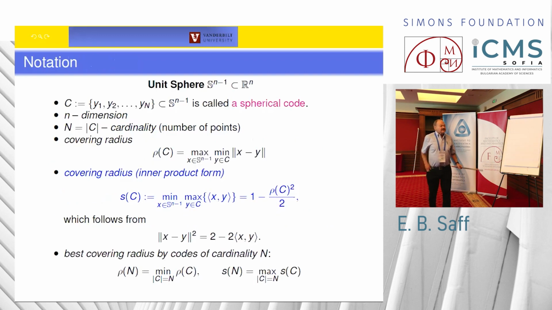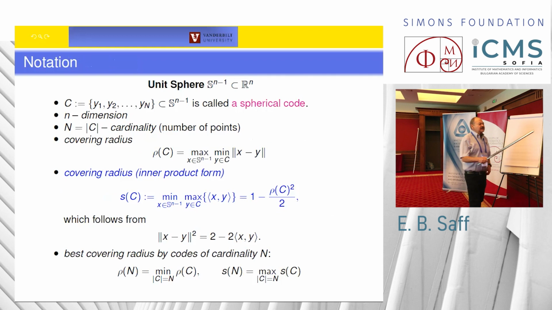Okay, so everything takes place on the unit sphere, S^{n-1}, the unit sphere in R^n, so little n is just the dimension of our ambient space. Capital N is the number of points in my code, so just a subset of the sphere. We'll just call that a code, C, and its cardinality would be denoted in the usual way.